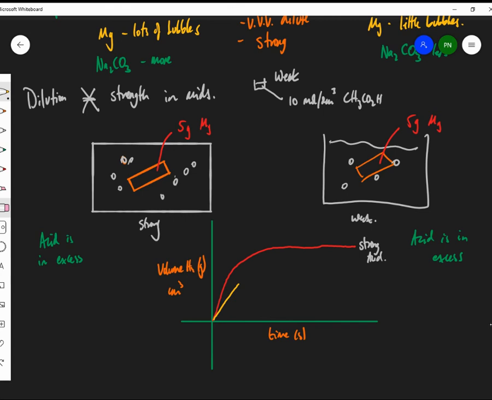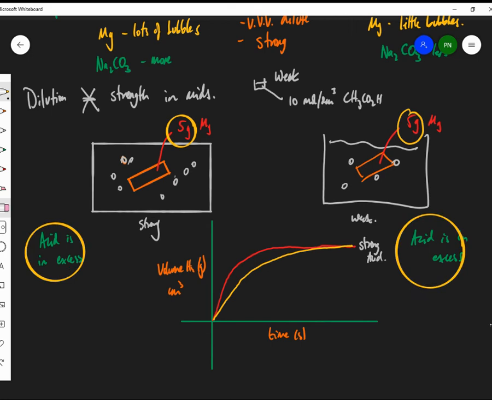No, Eric, that's what everyone thinks. No, it's going to do this. It's going to be slower, but it will get there in the end. Why is it going to give us the same volume? Because we use the same amount, and the acid was in excess. In other words, all the magnesium will get used up, and therefore the same volume of hydrogen will be evolved. It will just take longer to do it, but it will get there eventually.